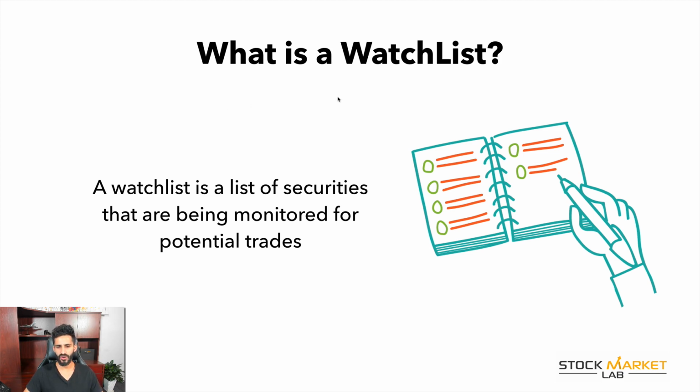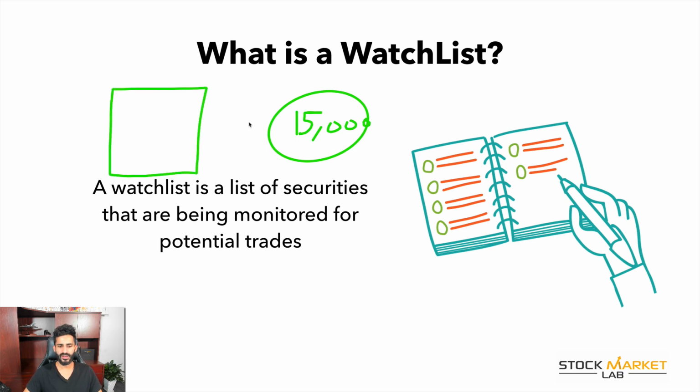Now, what you guys have to understand about stocks is that there's over 14, 15,000 different stocks, right? So you can think about that. There's over 15,000 stocks out there. Obviously, it's not humanly possible for us to watch 15,000 stocks at a time. So the idea of a watch list is to build a list with a few set of stocks that are aligned with a certain criteria.